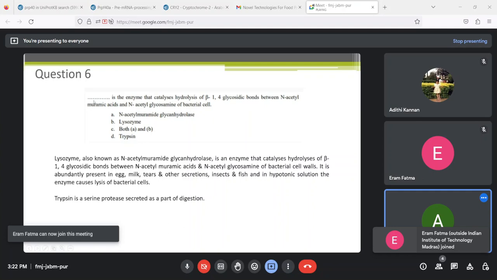And the other option, trypsin, is actually a serine protease that is secreted as a part of digestion in animals. So that is not involved in the bacterial cell wall disruption. Only lysozyme, or the N-acetyl-muramide glycan hydrolase, is involved as an antimicrobial enzyme. The answer is option C.